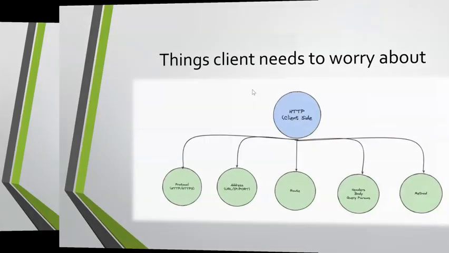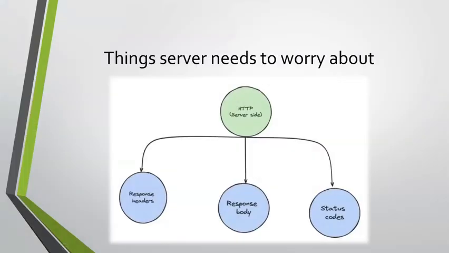Now next, what are the things that the developer might need to worry about when trying to make the server? When the developer is trying to implement the server, these are the things the developer must worry about. What are the three things? The three things are the response header, next is the response body, and third one is status codes.